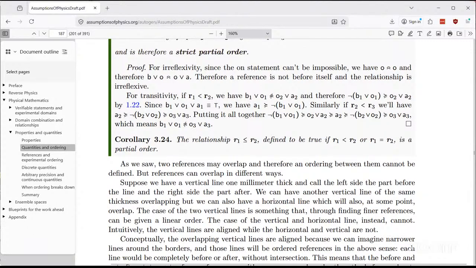Shall I go through the proof, or shall we just go to the corollary? Okay, corollary. Corollary 3.24, the relationship R1 is before or on R2, defined to be true if R1 is before R2 or R1 is on R2, is a partial order. So we make it a non-strict order by just adding the equality back.